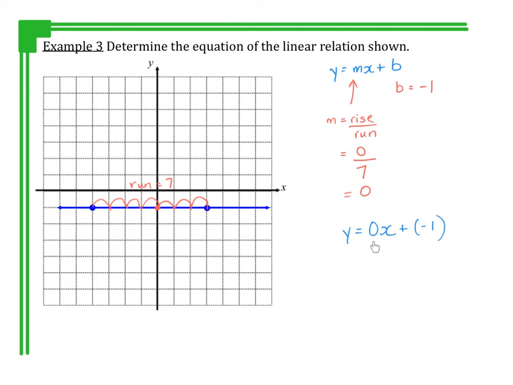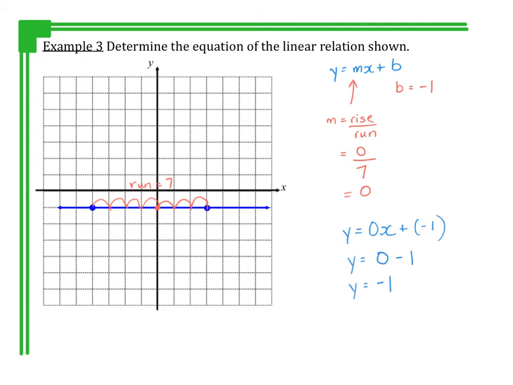So what happens when you take 0 and multiply it by x? Well, 0 times any number gives you an answer of 0. So this 0 times x is just 0. And adding -1 is the same as just subtracting 1. So I get y equals 0 minus 1. The answer to 0 minus 1 is just -1.